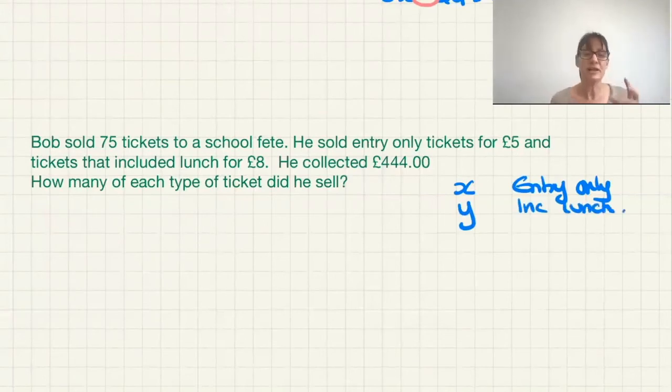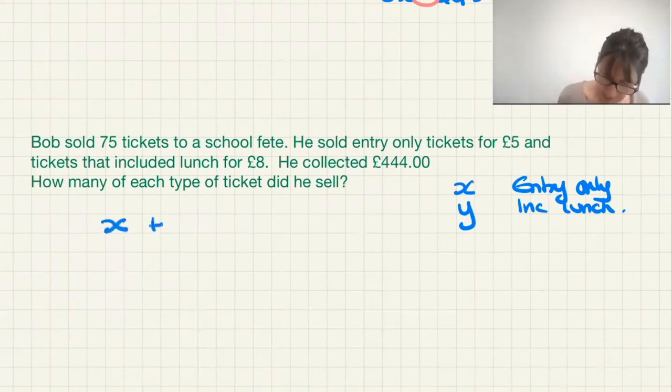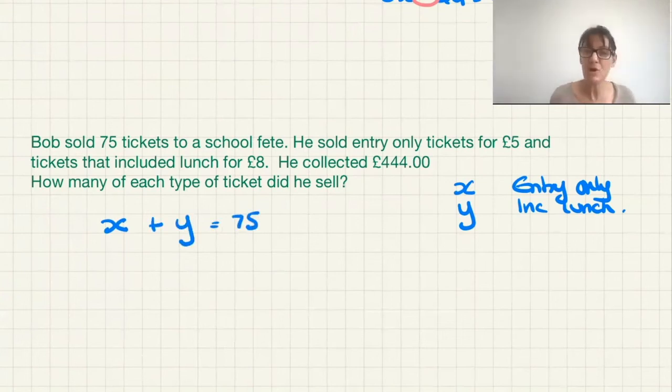So what I've done is I've recognized that there's 2 different things, which means there's 2 different letters. I'm going to put those letters in place and I'm going to remind myself what they mean. And that's really important. Getting some labeling in helps you remember what you were trying to do in the first place. Okay. So he sold 75 tickets. So he sold entry tickets plus tickets that included lunch. He sold 75. So X plus Y is 75.